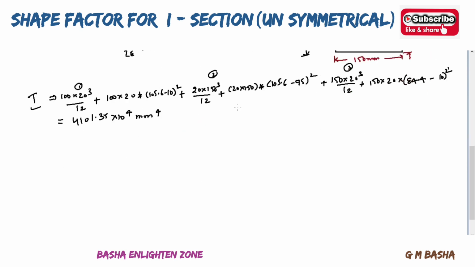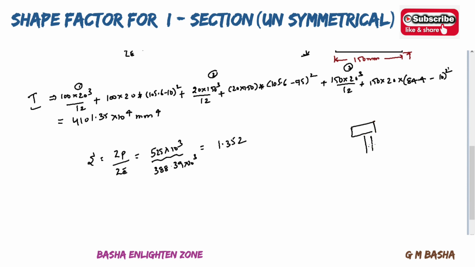So what about the shape factor? We know the shape factor will be equal to Zp by Zd. Already the Zd value is obtained. Zp will be around 525 into 10 to the power of 3, which we already simplified. I am taking it directly here, and the Zd value will be 388.39 into 10 to the power of 3. If you simplify directly, the value will be around 1.352. So this is the shape factor for this particular data, for the unsymmetrical I section. Like that you can also find it for T sections and various sections.